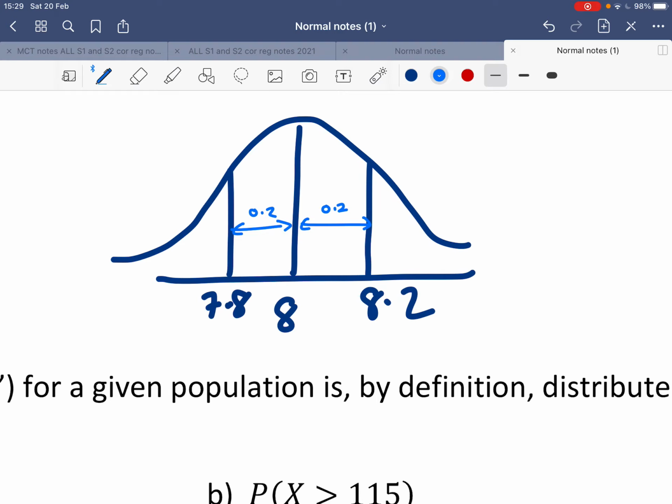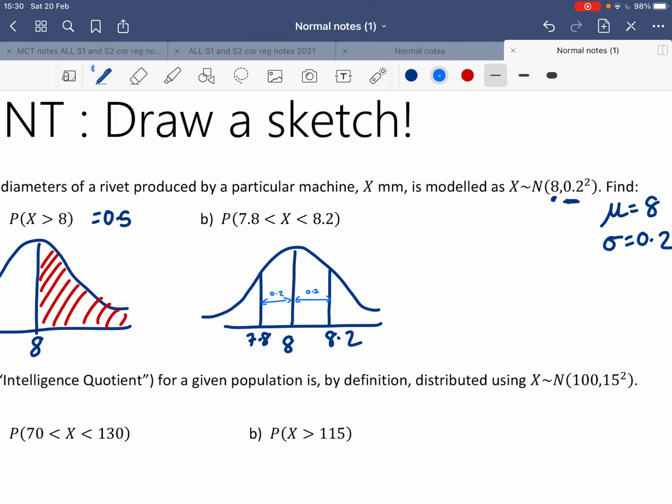Okay, so that means that we are within 1 standard deviation of the mean. So remember that's the 68%. So that represents 68%, so 0.68.